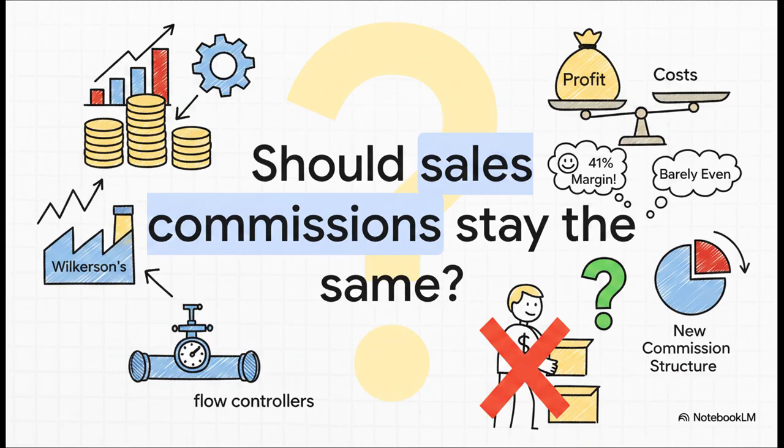If your costing system is broken, your sales incentives are broken too. Think about it. Right now, Wilkerson's salespeople are being heavily commissioned to push those flow controllers because the old system says they make a huge 41% margin. But if activity-based costing proves they are barely breaking even on those controllers, well, they're literally paying their sales team to bankrupt the company. So how quickly would you change your commission structure once you finally knew the truth?